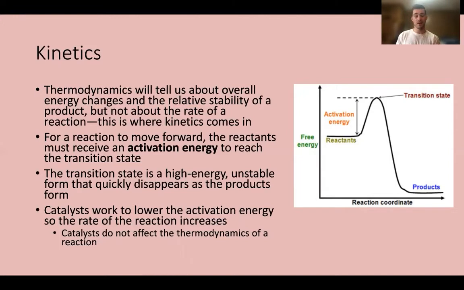So we could have a spontaneous reaction that is occurring over hundreds or even thousands of years, or we could have a spontaneous reaction that can be completed 500 times in 1 second. We have to look at kinetics and reaction rates in order to actually get this information. For a reaction to move forward, the reactants must receive an activation energy to reach the transition state. The transition state is a high energy unstable form that quickly disappears as the product forms.